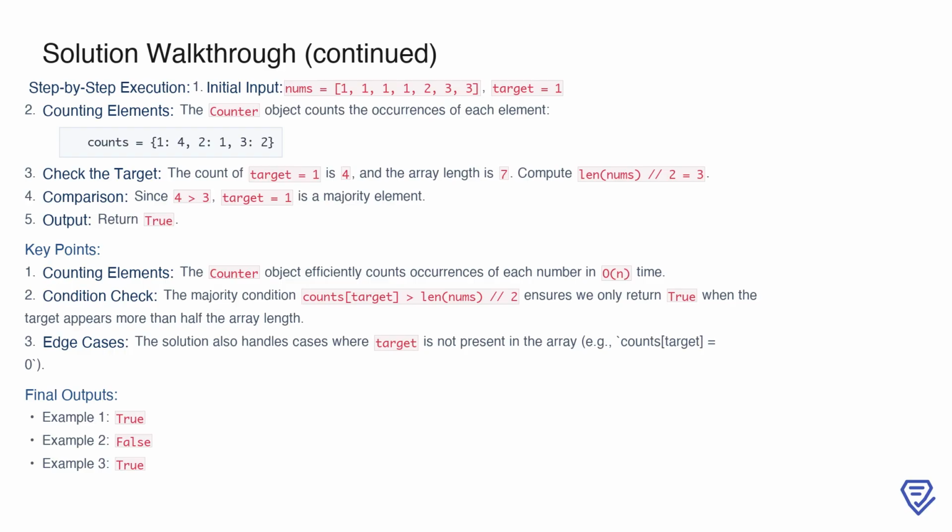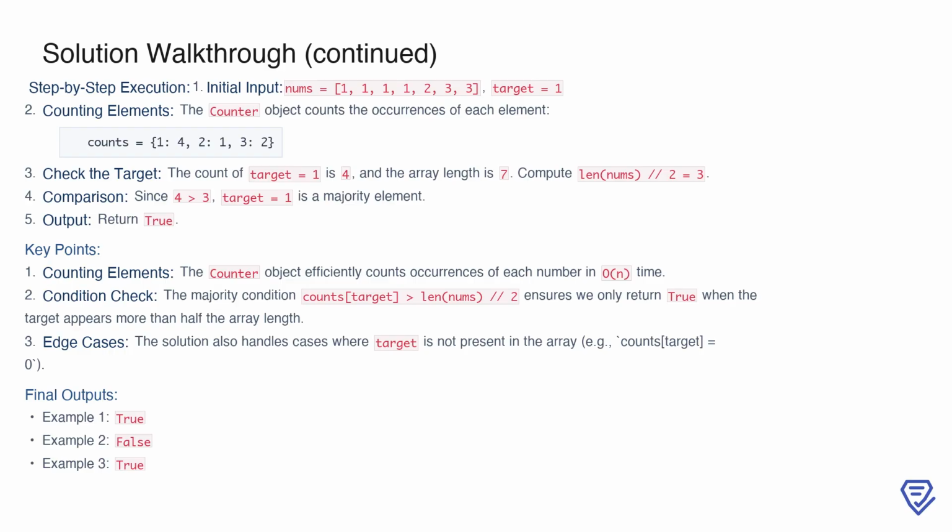The function starts by counting the elements, resulting in {1: 4, 2: 1, 3: 2}. The count of the target 1 is 4, and the array length is 7, so len(nums) // 2 is 3. The comparison checks whether 4 is greater than 3. Since this condition holds true, the target 1 is confirmed as a majority element. The function returns true in this case.